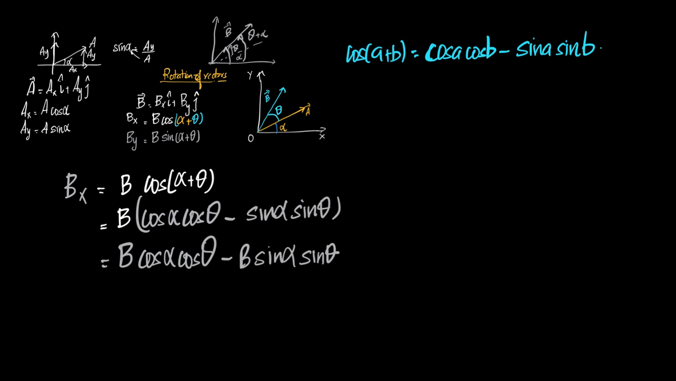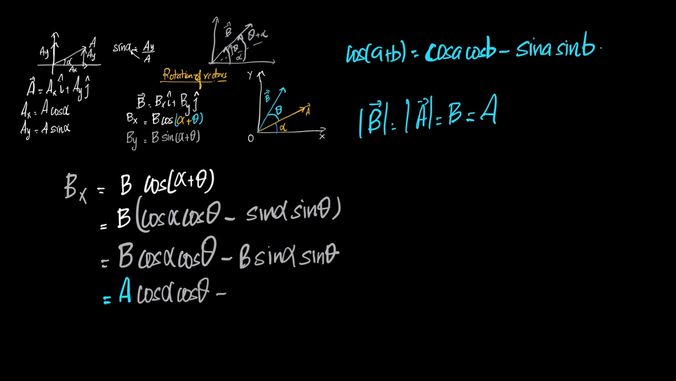What we need to understand here is that the modulus of vector b is equal to the modulus of vector a, so b is equal to a. So instead of b here, what can I write? I can write a here. So this becomes a cos alpha cos theta minus a sin alpha sin theta.